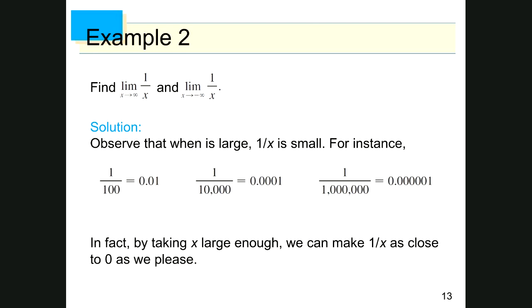Now let's look at an example. They want the limit as x tends to infinity of 1 over x. Obviously, as x gets bigger and bigger, for example, look at this. When x is 100, we get 0.01. When x is 10,000, look at this, 0.0001. So the bigger it gets, the closer it gets to 0. So in conclusion, you can say that this limit is equal to 0.